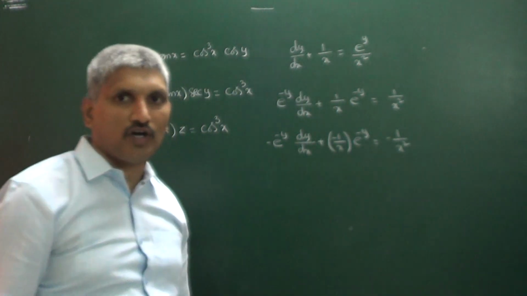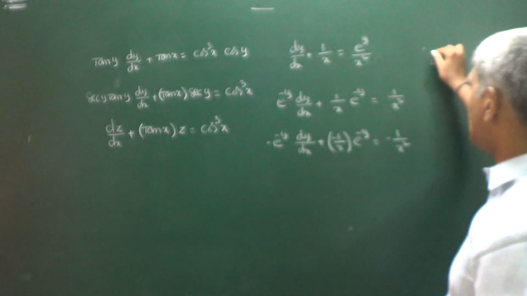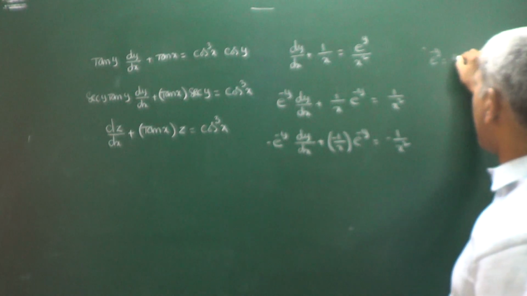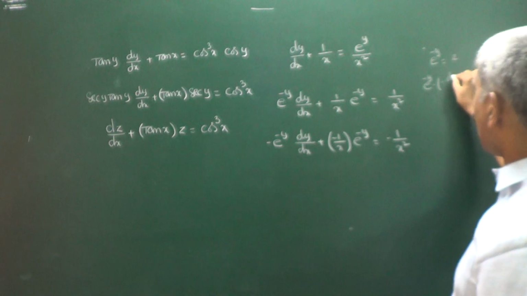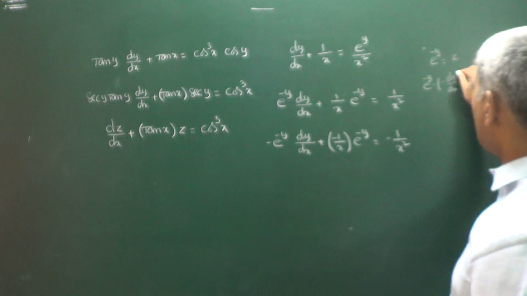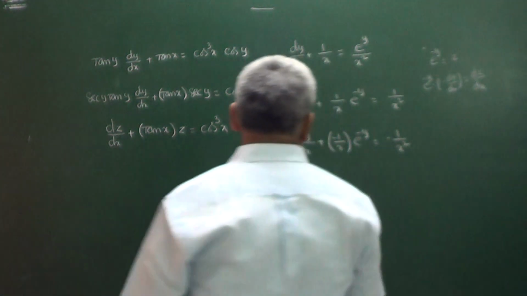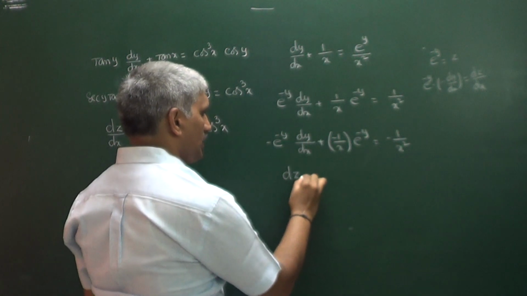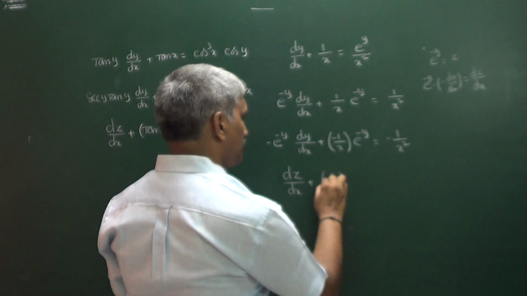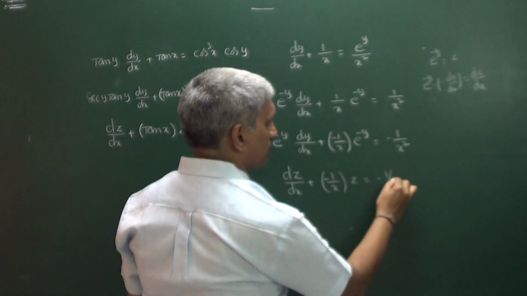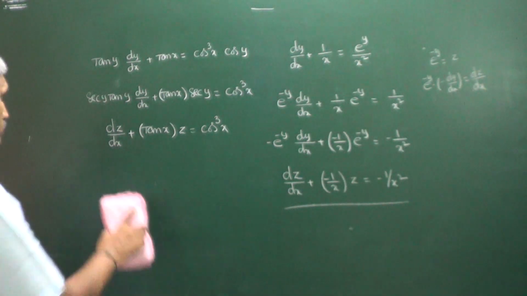I hope everyone followed. Multiplied with minus. Now take the substitution as e power minus y is equal to z. Now e power minus y into minus dy by dx is equal to dz by dx. Then the problem is converted into a linear differential equation. We can write this as dz by dx plus minus 1 by x into z is equal to minus 1 by x square, which is a linear differential equation you can solve.